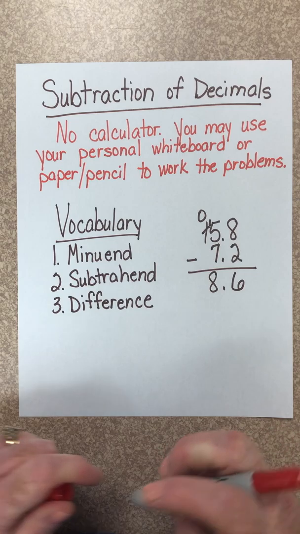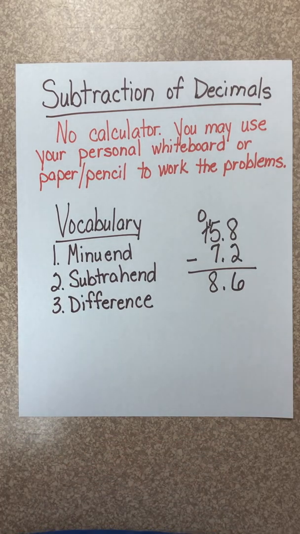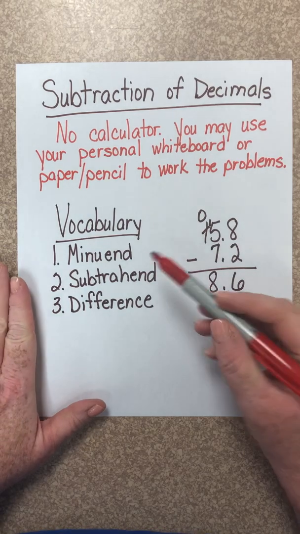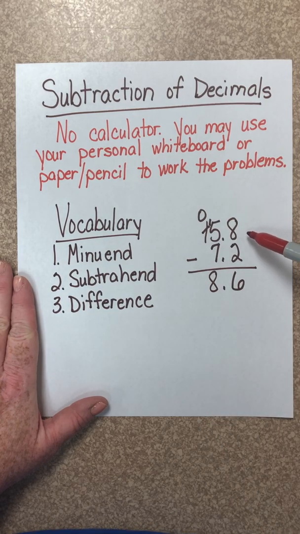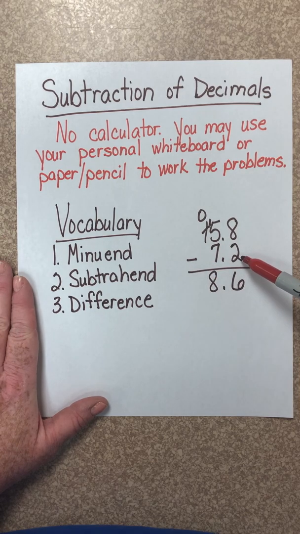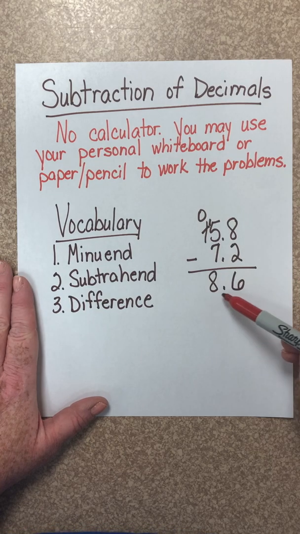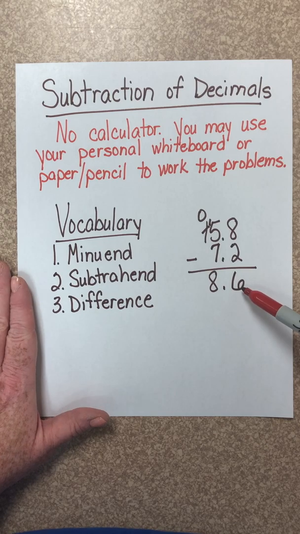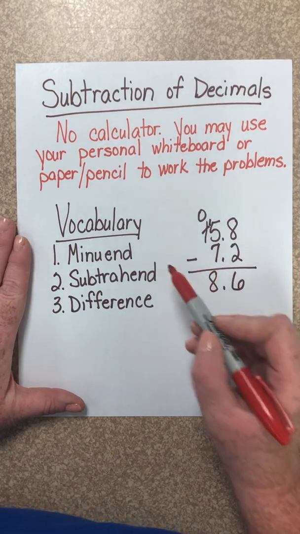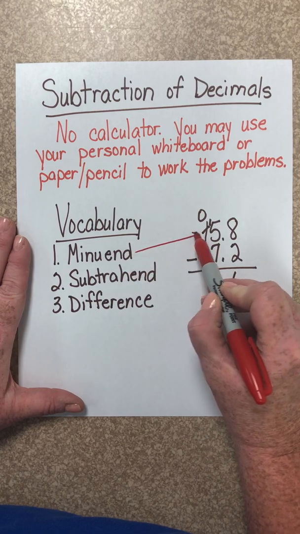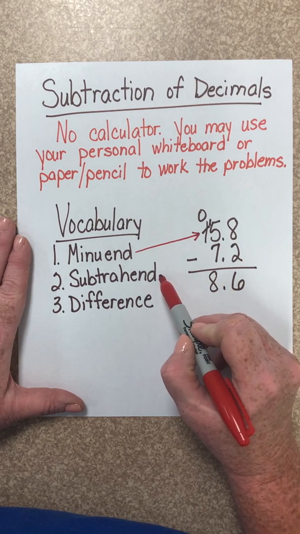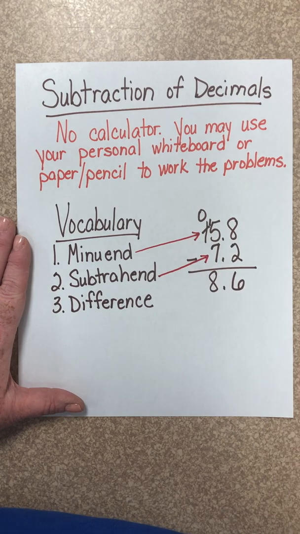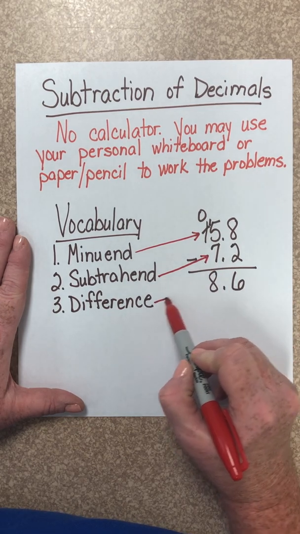Let's begin by looking at the vocabulary we use when we subtract decimals. We have minuend, subtrahend, and difference. So in this example, 15.8 or 15 8/10 minus 7.2 or 7 2/10 equals 8.6 or 8 6/10. The first number in a subtraction problem is the minuend. The second number in the subtraction problem is the subtrahend. And the answer to subtraction is the difference.